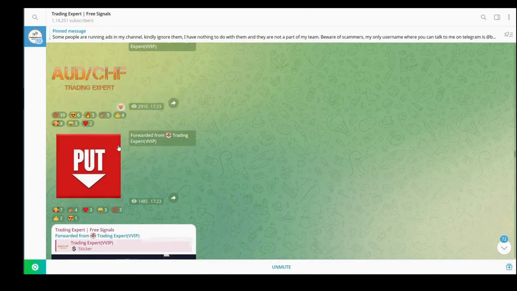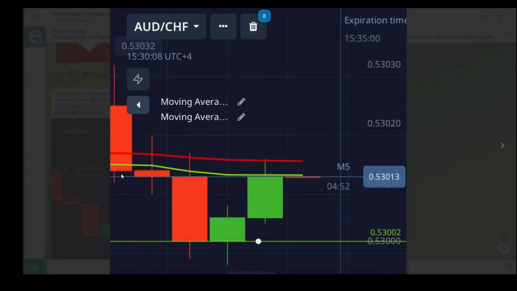Now let's move on to the next trade on AUDCHF for the downside move. In this trade, you can clearly see a downtrend and a continuation pattern. If you have watched our previous videos, you already know this setup. That's why we provided a sell signal, and once again, we won this trade from the moving average.